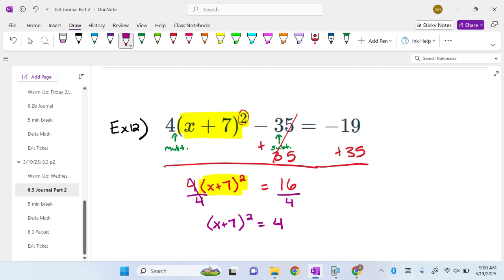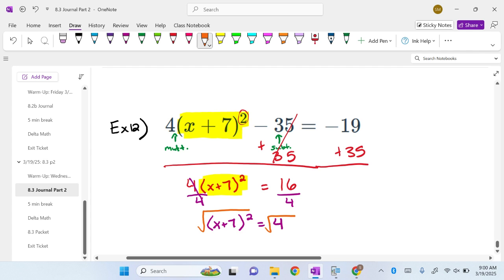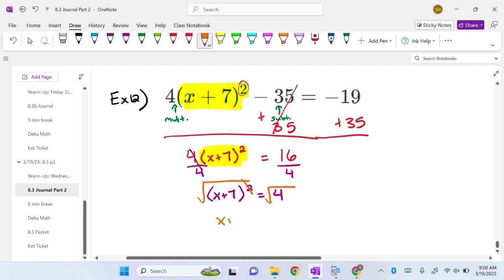So we're going to take the square root of both sides. Because what happens is that the squared goes away. So I'm left with x plus 7. And then what's the square root of 4? Not just 2. What do I always put in front of my answer for a square root? Plus or minus 2.